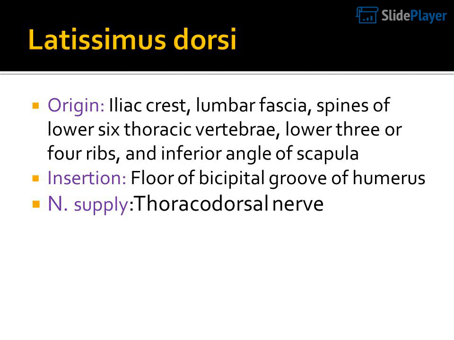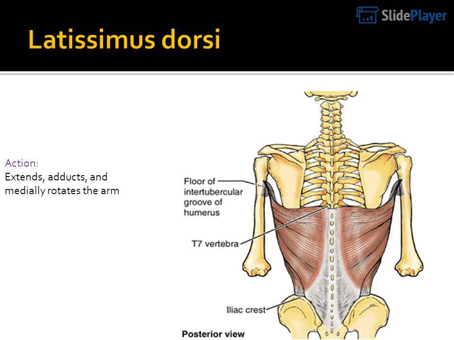Origin, iliac crest, lumbar fascia, spines of lower 6 thoracic vertebrae, lower 3 or 4 ribs, and inferior angle of scapula. Insertion, floor of bicipital groove of humerus. Nerve supply, thoracodorsal nerve. Latissimus dorsi action: extends, adducts, and medially rotates the arm.